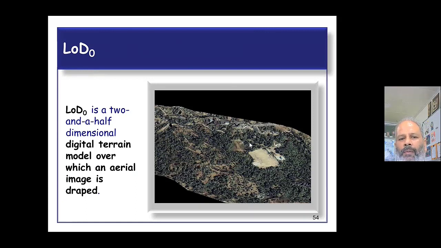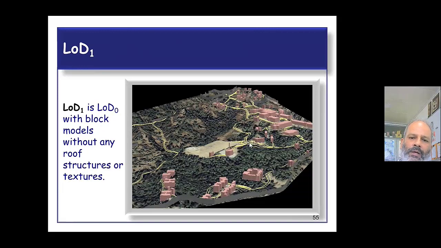It is also called a 2.5 dimensional digital terrain model. So the surface model that we have developed is the model with LOD zero. If we place buildings in the form of blocks, then it is called level of detail one. LOD one has block models, but it does not carry detail of roof structures or textures.